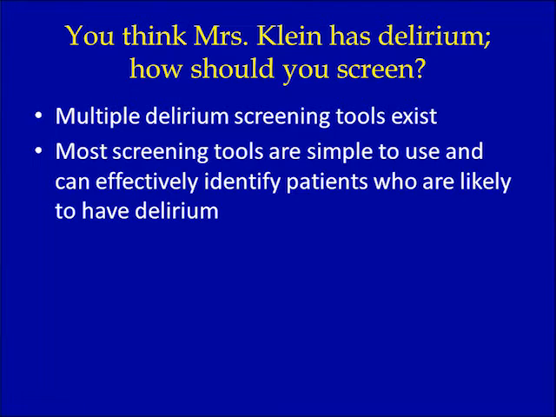Or suppose you weren't sure if the symptoms were consistent with delirium, and all you know is that there's been a behavior change. Delirium screening can be very beneficial in helping to determine when someone may have delirium. It has been found that asking a single question, "Has Mrs. Klein been more confused than usual in the previous 24 hours?" is an effective tool for determining if delirium might be present.